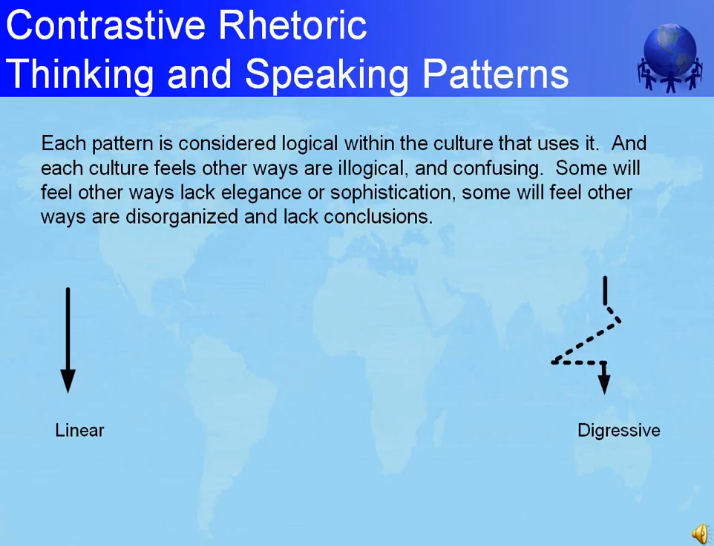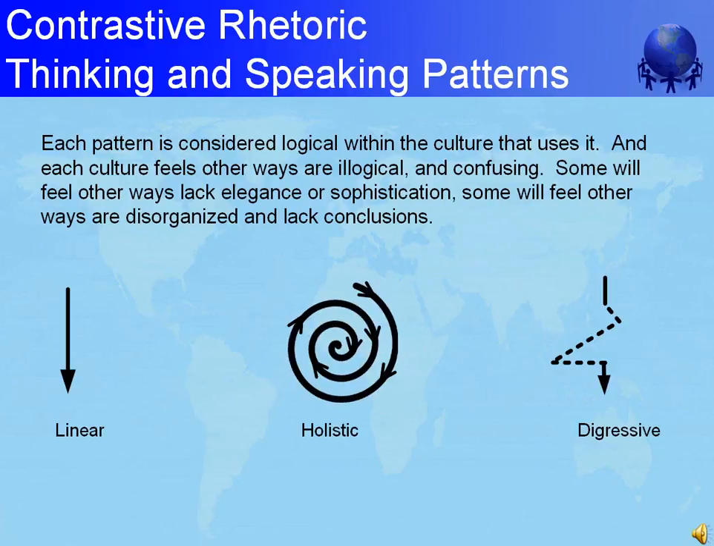Some cultures believe the best way to convey information is to include an occasional sidebar to what would otherwise be a linear pattern. We will call this a digressive speech pattern. Still, other cultures believe it is improper, even a bit disrespectful, to make a clear and unambiguous point. In these cultures, people believe the best way to convey information is to describe the context of the situation and let the listener draw their own conclusion. We will call this a holistic speech pattern.